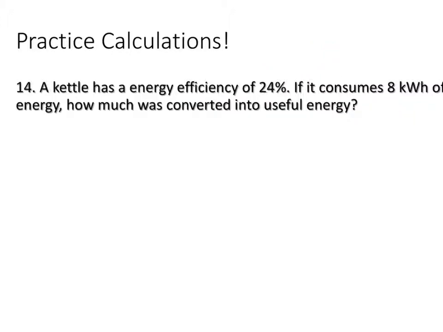Okay, so just like last time, I'm going to pause so you can write down the question. Now we have the following. A kettle has an energy efficiency of 24%. Right now they're actually asking us to work backwards, so EE is 24%. If it consumes 8 kilowatt hours of energy, how much energy was converted into useful energy? So they're telling us we're looking for useful energy, so that means this is our total energy.